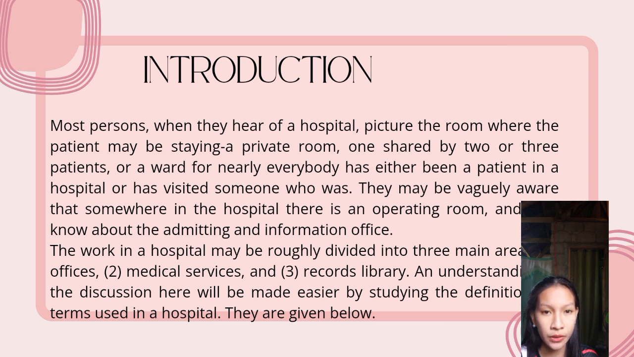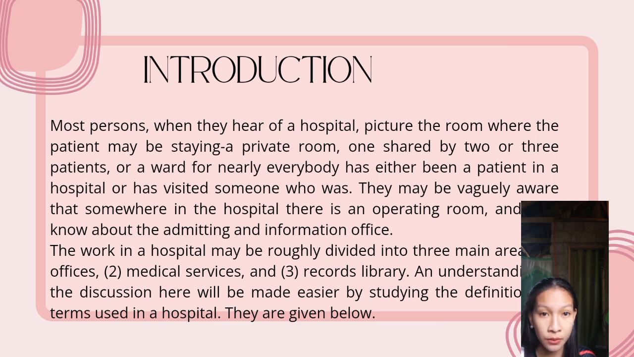Most persons, when they hear of a hospital, picture the room where the patient may be staying: a private room, or one shared by two or three patients, for nearly everybody has either been a patient in a hospital or has visited someone who was. They may be vaguely aware that somewhere in the hospital there is an operating room, and they know about the admitting information office. The work in a hospital may be roughly divided into three main areas: one, offices; two, medical services; and three, records library.